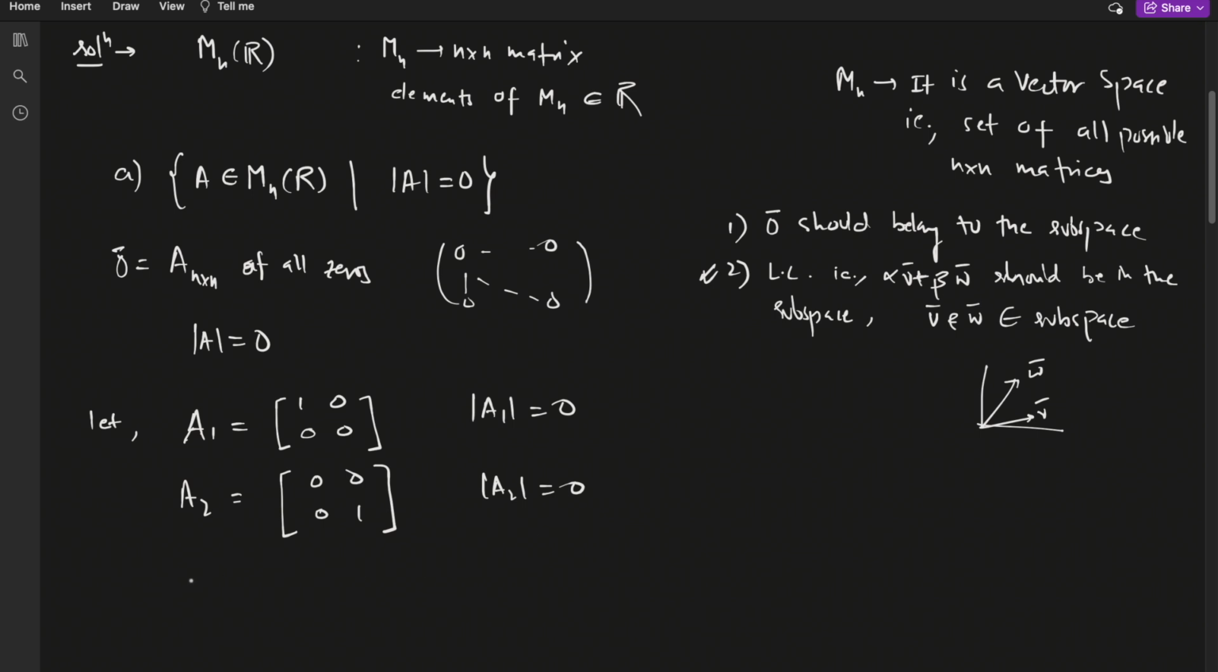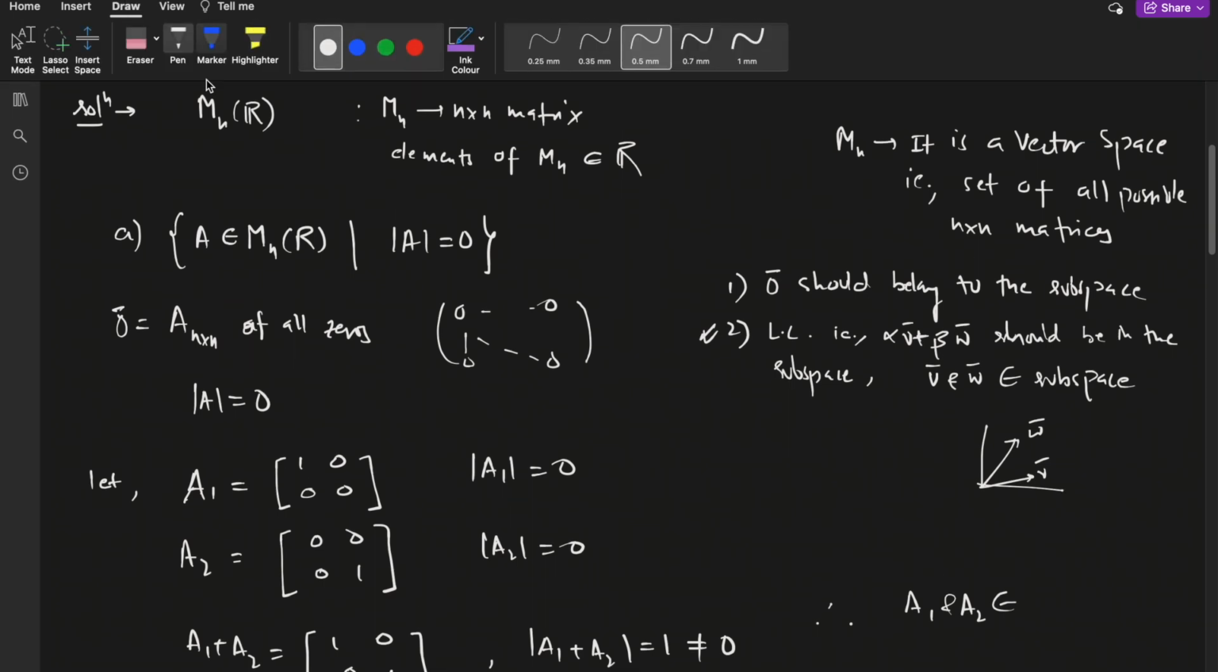So we take A1 plus A2. This is a valid linear combination, and if we add, we get this matrix, right? And its determinant, the determinant of A1 plus A2, is 1, which is not 0. So we can say that A1 and A2 belong to the vector space. Let us suppose we name this vector space W.